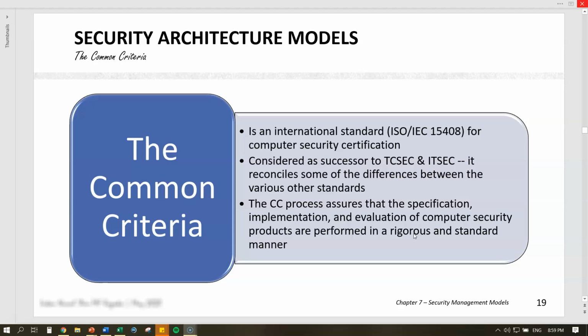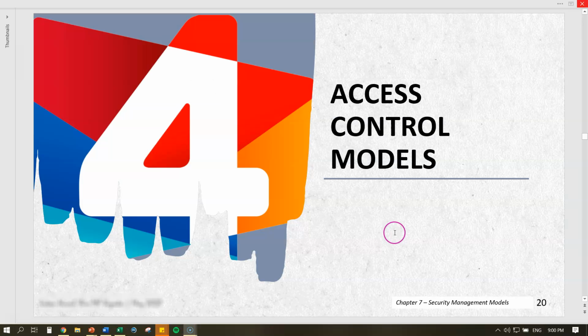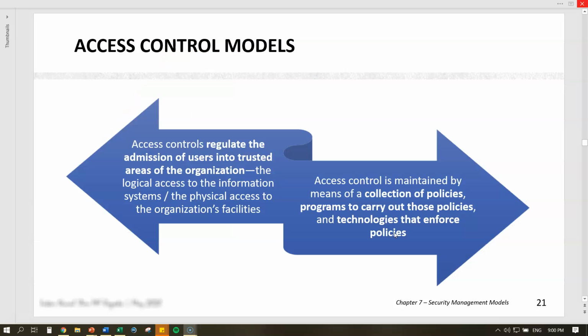Basically, an organisation kalau dia nak dapatkan computer security certification, dia kena ikut standard Common Criteria. Common Criteria considered as successor to TCSEC and ITSEC because it reconciles some of the differences between the various other standards. Now, let's look at access control models. Access controls regulate the admission of users into trusted areas of the organisation. It means that the logical access to the information system or the physical access to the organisation's facility.